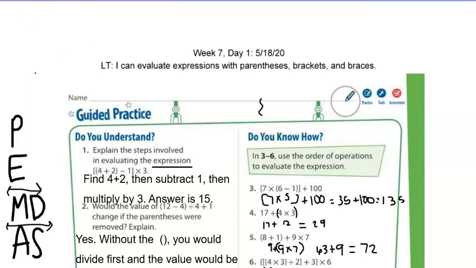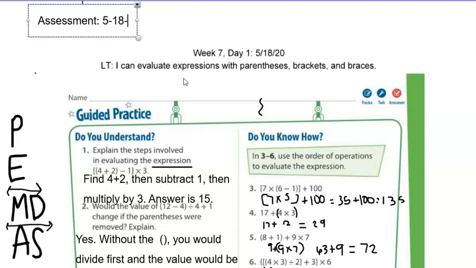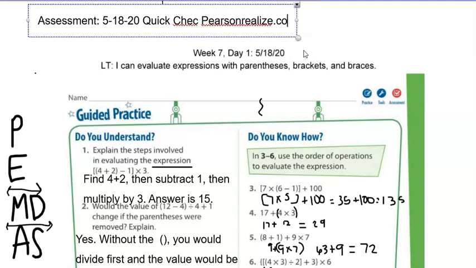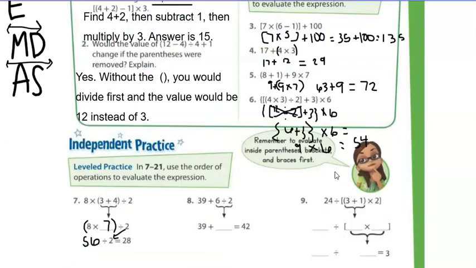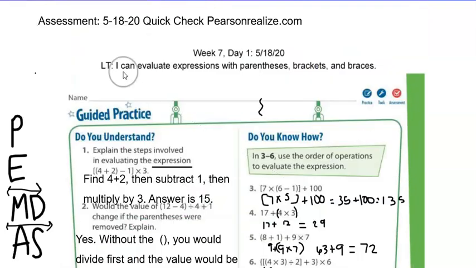Once you are finished with your practice, you're going to be going to Pearson Realize for your assessment today. Our assessment is going to be, let's see, 5-18-20 quick check. And that is going to be on pearsonrealize.com. So please make sure that after you finish your independent practice today, you go to pearsonrealize.com and complete 5-18-20.